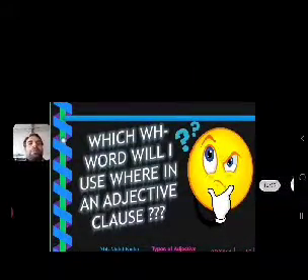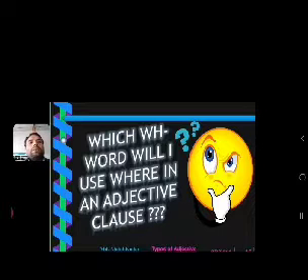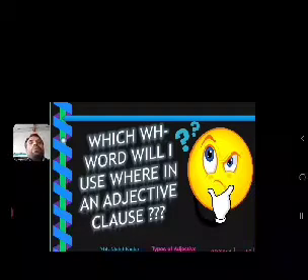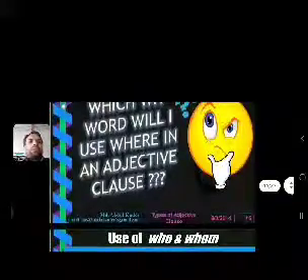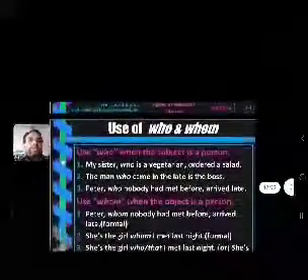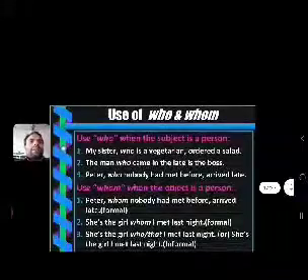Now let us know which WH word I will use where in an adjective clause. There are many WH words: what, where, when, which. Such kind of words are there. So where should I use those things? Let's know those things here.